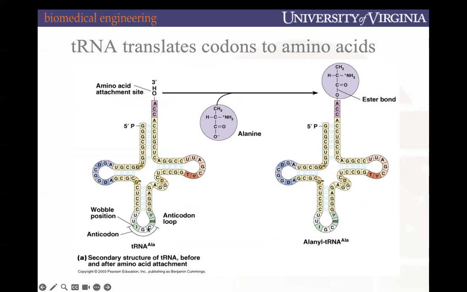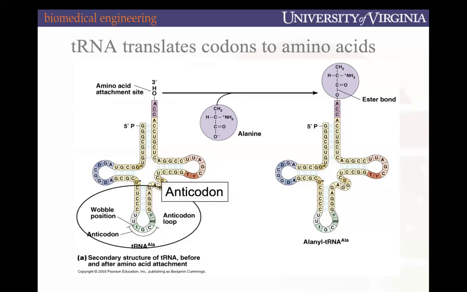Next, I want to draw your attention to this loop here where we have what's called the anticodon. The anticodon is going to be complementary and anti-parallel to the codon that it corresponds to during translation. And so when we're trying to determine which transfer RNAs correspond to which codons, it's this exact three base sequence here, dubbed the anticodon, that's going to determine which transfer RNA is binding to our codons on our mRNA molecule.